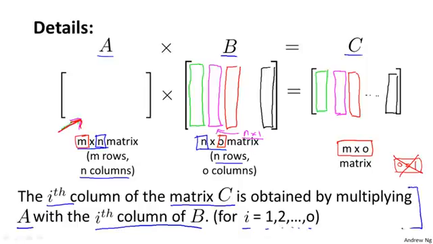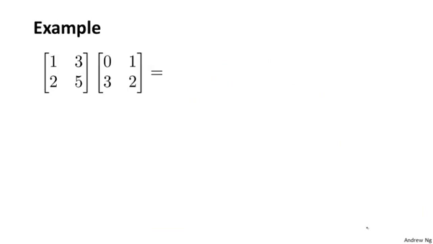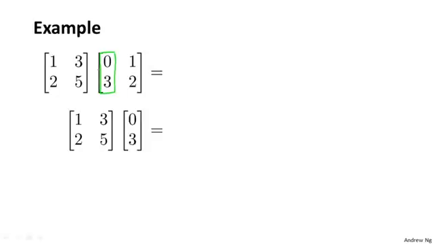Okay, so this is just a summary of what we did up there in order to compute the matrix C. Let's look at just one more example. Let's say I want to multiply together these two matrices. So what I'm going to do is first pull out the first column of my second matrix. That was my matrix B on the previous slide, and I therefore have this matrix times that vector.